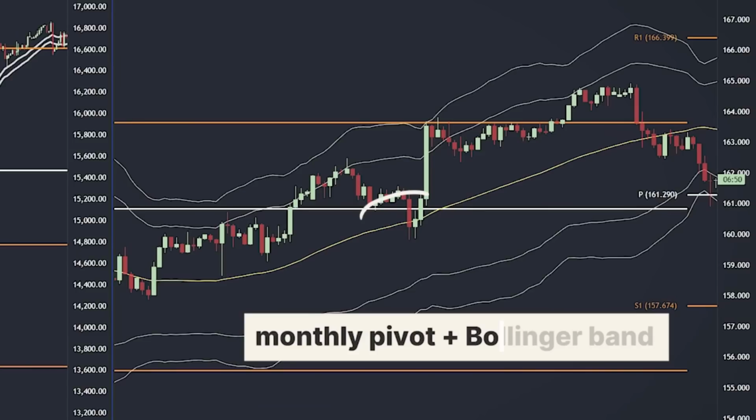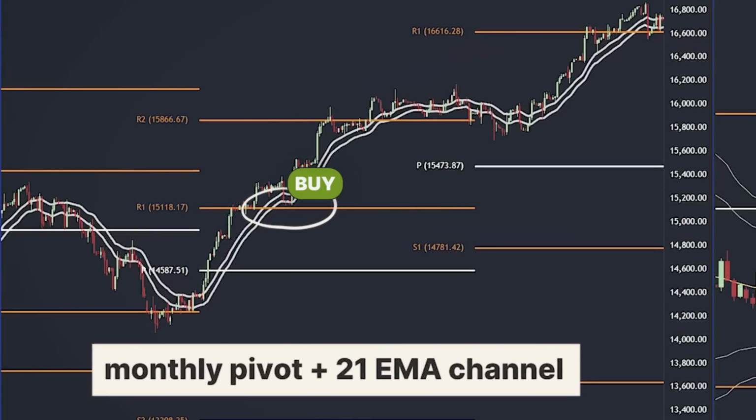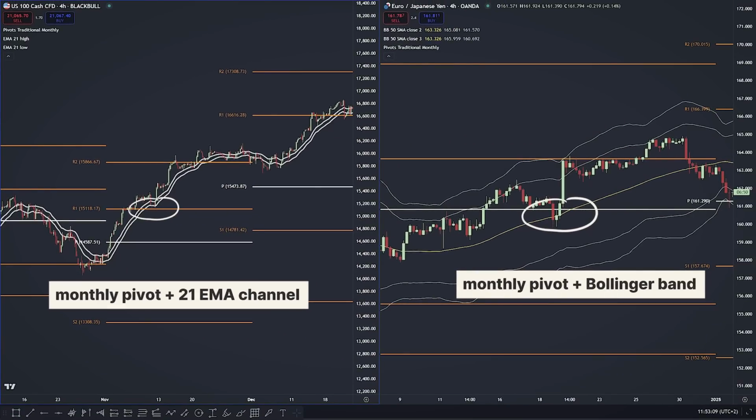Your job is to read the bigger story. Are we near a strong monthly pivot or a known supply-demand zone? Do the Bollinger Bands show an extreme or a comfortable trend push? Are we flirting with a big round number? If multiple elements line up, you have a potent setup.